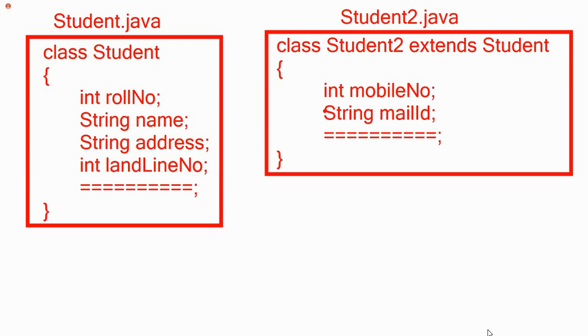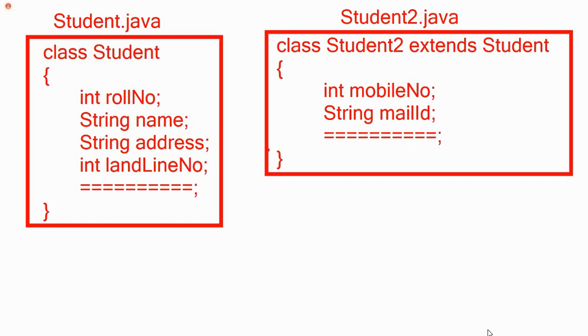See, for example, the Java latest version. What is the latest version of Java? 20 is the latest. Java 20 supports 19 also, plus additional features. Java 20 contains whatever is there up to Java 19, plus additional. 19 contains up to 18 plus additional. 18 contains up to 17 plus additional. Like that, student2 contains student features plus additional features. Which are the additional features? Mobile number, mail ID.